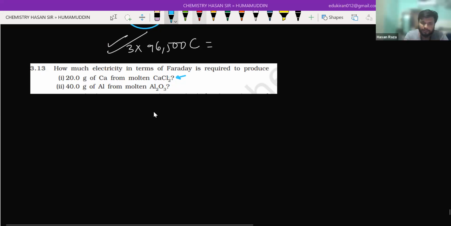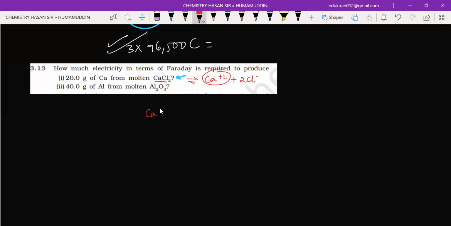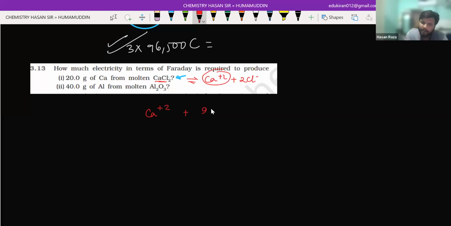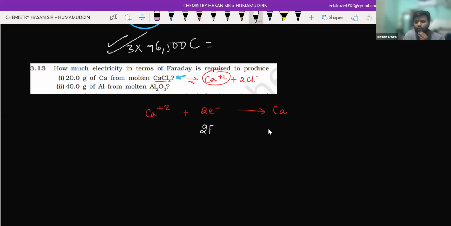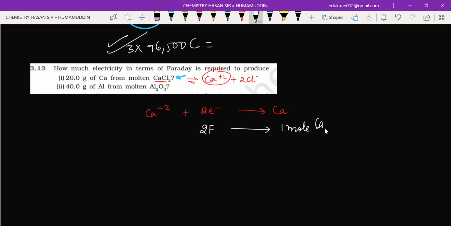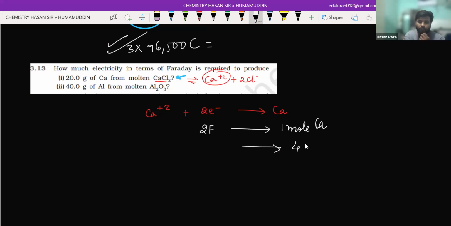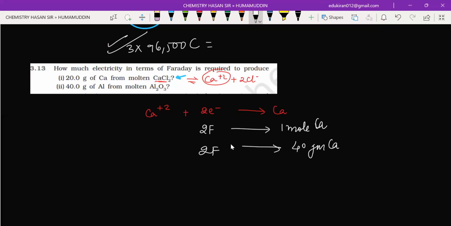See, whenever CaCl2 is given, you are going to dissociate it. You will get Ca plus 2 plus 2Cl minus, right? Now think only about this Ca plus 2. Now it will gain 2 electrons to give you Ca, right? Yes or no? Yes, sir. 2 mole electrons, that means 2 Faraday, will deposit 1 mole calcium. Yes or no? Yes, sir. Now 1 mole is equal to its atomic weight or molar mass. So 40 gram calcium, can I write from 2 Faraday? Yes, sir, got it.